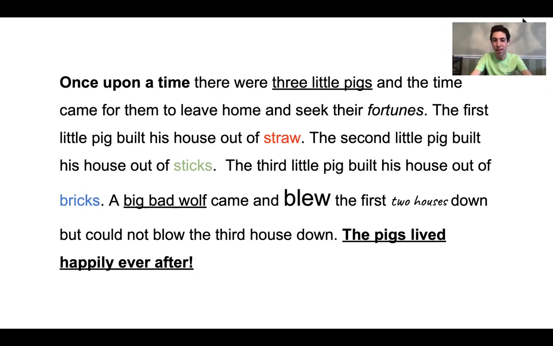All right, once upon a time. Bold. Great. There were 3 little pigs. Underline. And the time came for them to leave home and seek their fortunes. Italicized. The first little pig built his house out of straw. Color. The second little pig built his house out of sticks. Color. The third little pig built his house out of bricks. Color. A big bad wolf. Underline. Came and blew. Bold.